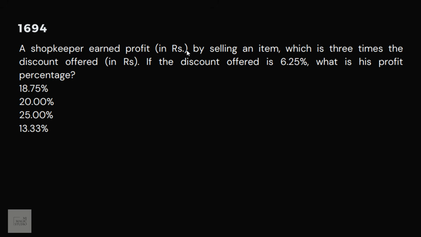A shopkeeper earned profit in rupees by selling an item which is 3 times the discount offered. If the discount offered is 6.25%, what is his profit percentage? Very good. So we have an MP and then discount in rupees is given. This is equal to selling price. And profit is equal to selling price minus cost price.